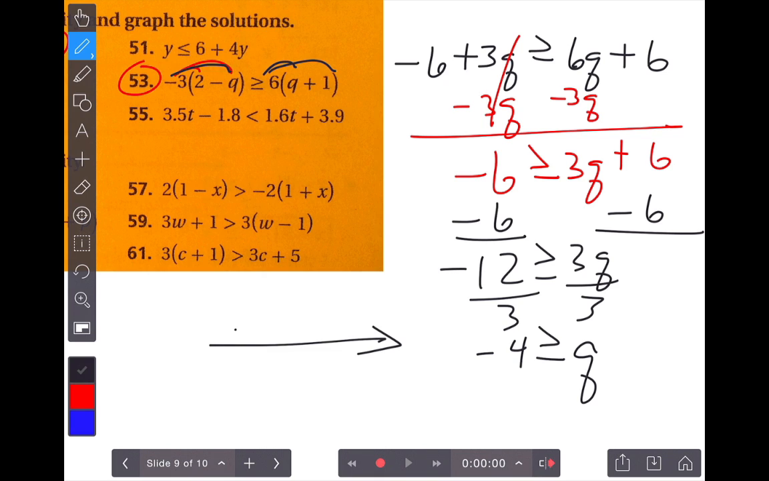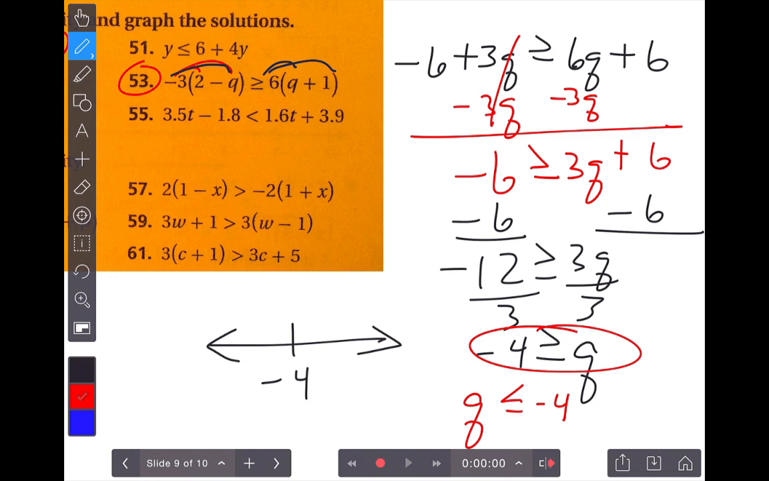So on a number line, let's put that negative 4. Now, if this confuses you, flip it around. Q, remember, here's your negative 4, but it's pointing towards the q, so flip it around. Now you can read it. Q is less than or equal to negative 4, so we want solid and to the left.